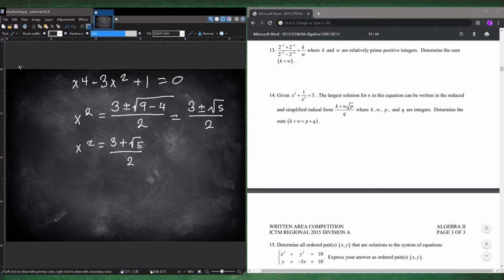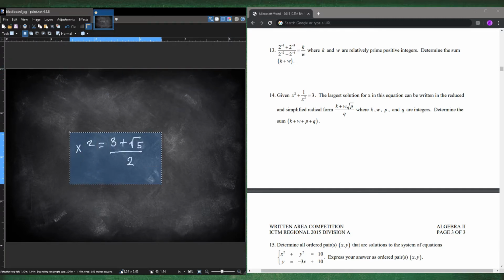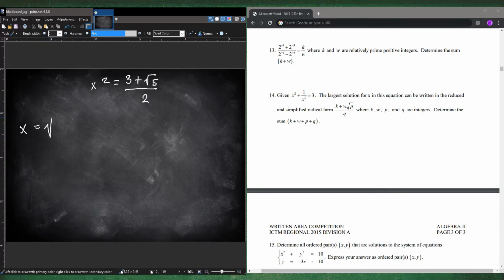Okay, so now that we know what x squared is equal to, let's delete this. We just need to find what x is equal to now. We have x squared is equal to this, so x has to equal the square root of that entire thing: the square root of 3 plus square root 5 over 2. This is the correct answer, but it's not in the correct form, because competitions don't like having radicals nested inside radicals.